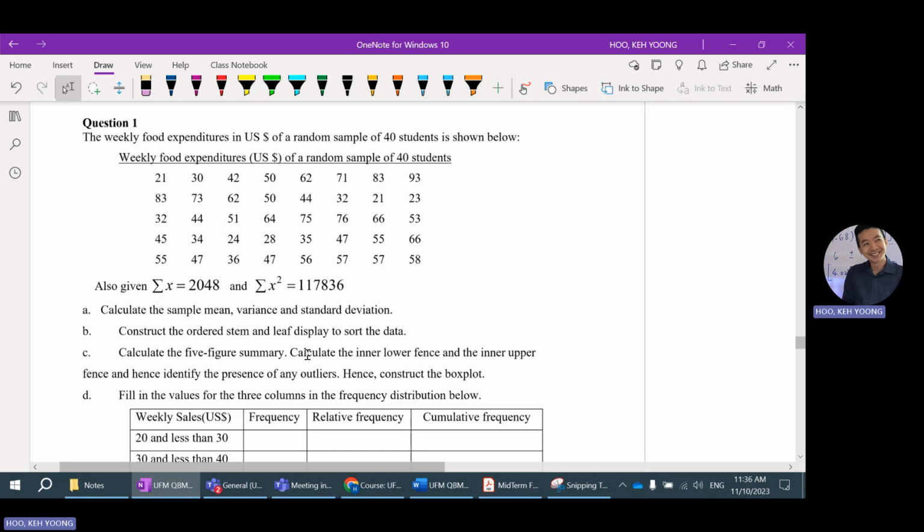You're given question 1. The weekly food expenditures for a random sample of 40 students. Calculate the sample mean, variance, and standard deviation. So this is sample data for 40 students here. So you're going to find sample mean, sample variance, and sample standard deviation.